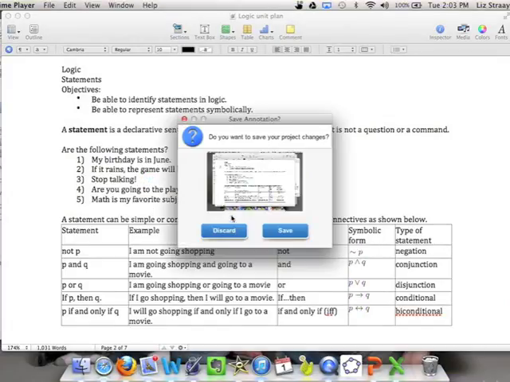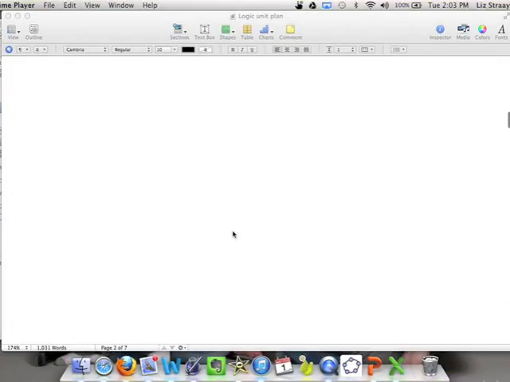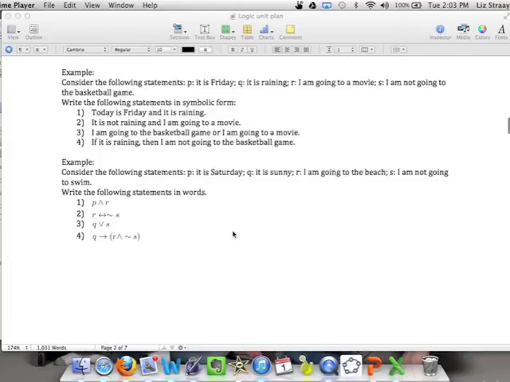So, our next type of problem wants us to turn words into symbols or symbols into words. Our directions give us some letters. P means it's Friday, Q means it's raining, R means going to a movie, S means not going to the basketball game. Then we can use those letters and our symbols, the arrow, the mountain, the V, whatever is appropriate, and the little not symbol, the tilde.